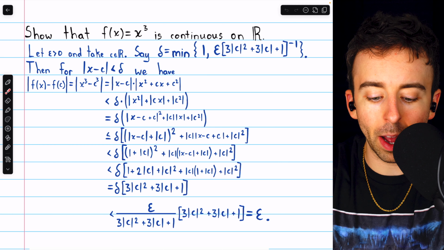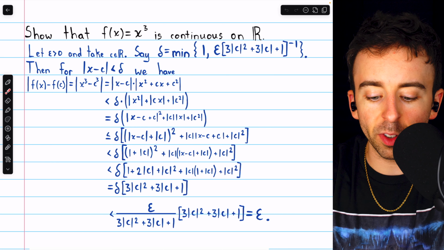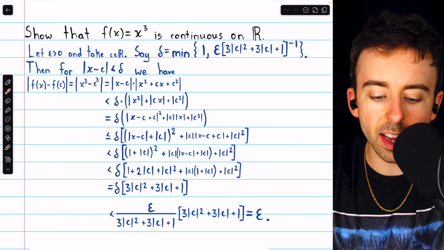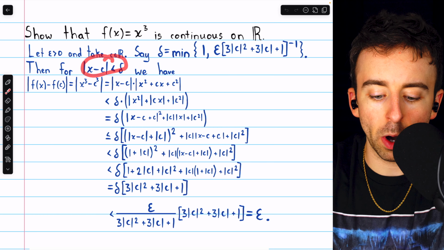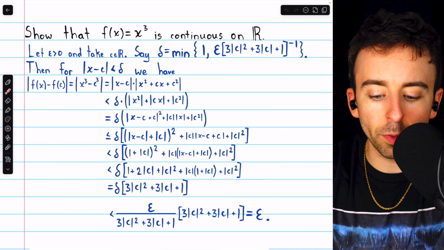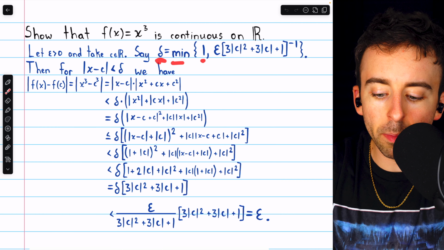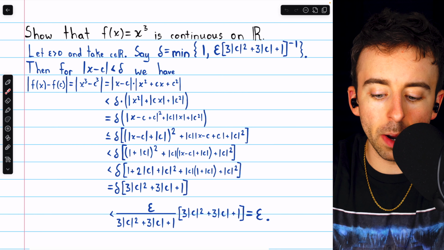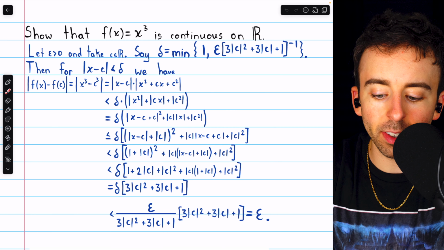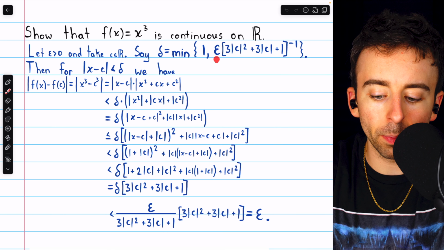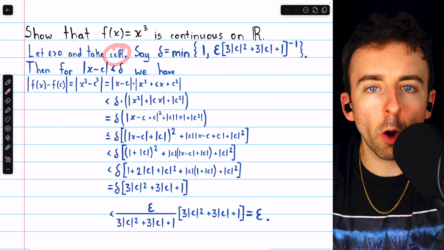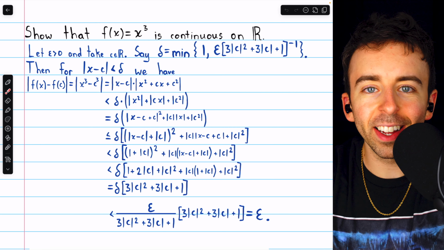So we start by factoring this as a difference of cubes. That allows us to take out the absolute value of x minus c, which we know can be made arbitrarily small by selecting an appropriate delta. Notice in this proof, the choice for delta is the minimum of these two quantities, the minimum of 1 and the multiplicative inverse of this expression multiplied by epsilon. Remember, c here is the arbitrary point at which we are showing continuity.